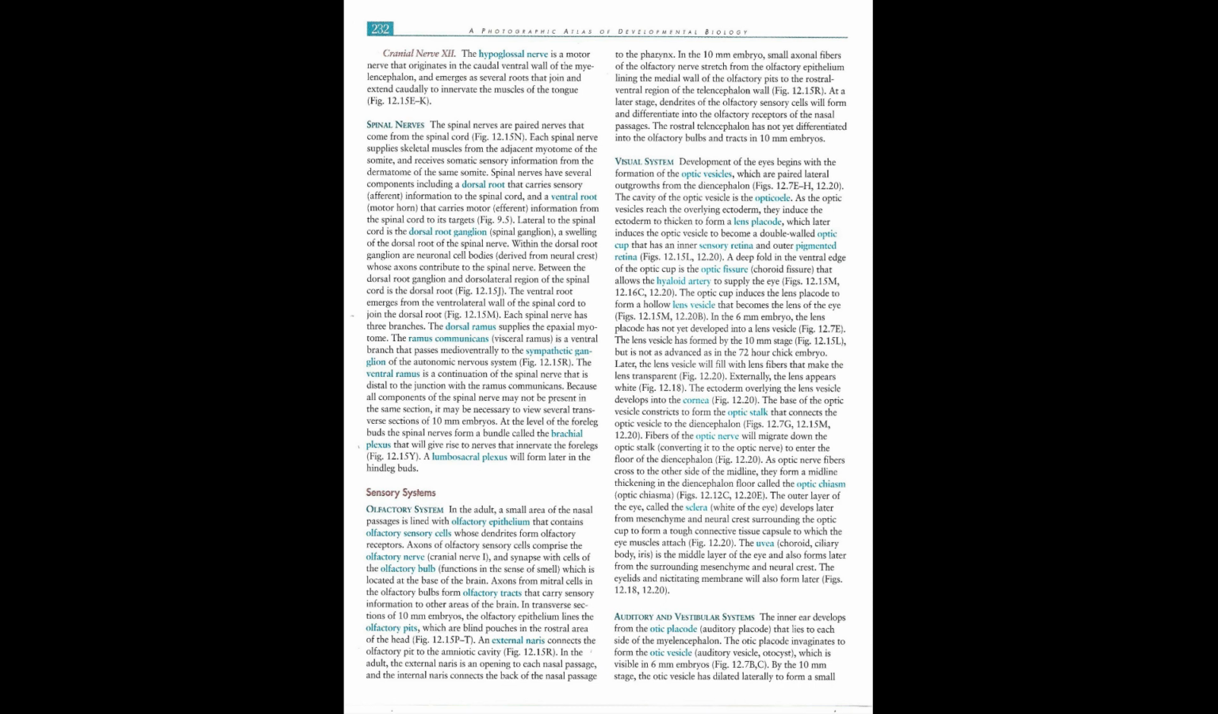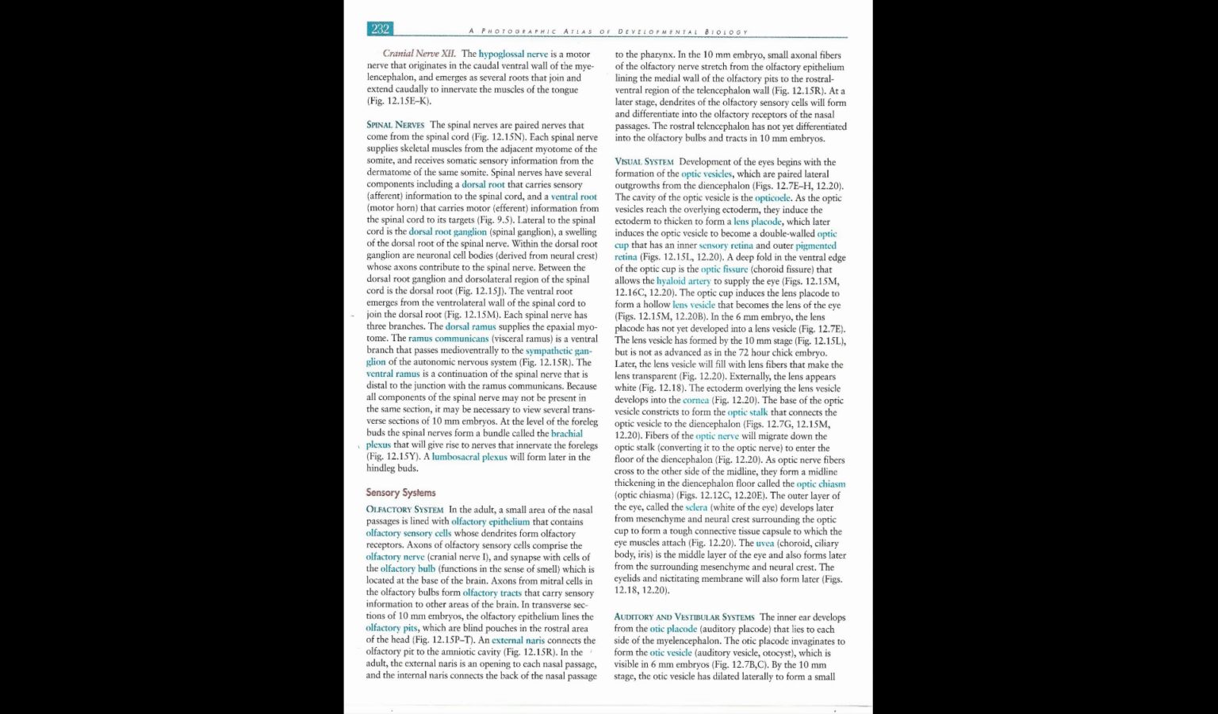Each spinal nerve supplies skeletal muscles from the adjacent myotome of the somite, and receives somatic sensory information from the dermatome of the same somite. Spinal nerves have several components, including a dorsal root that carries sensory, afferent, information to the spinal cord, and a ventral root, motor root, that carries motor, efferent, information from the spinal cord to its targets, Fig 9.5.